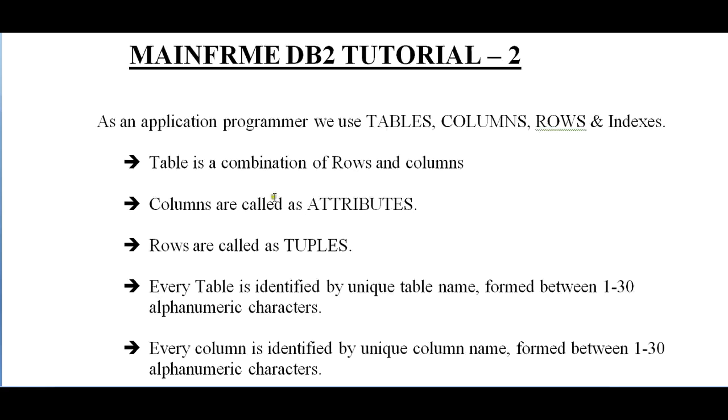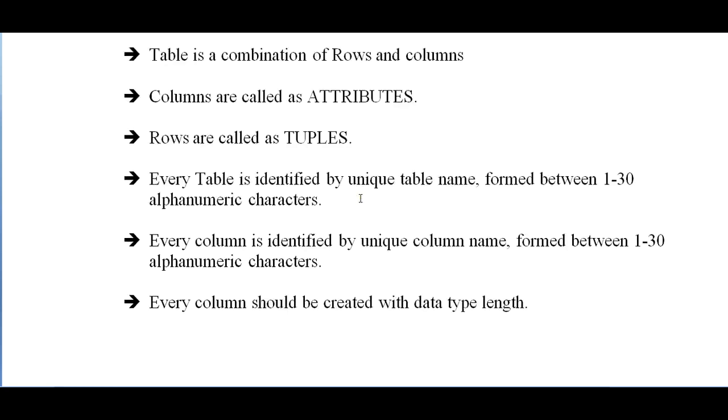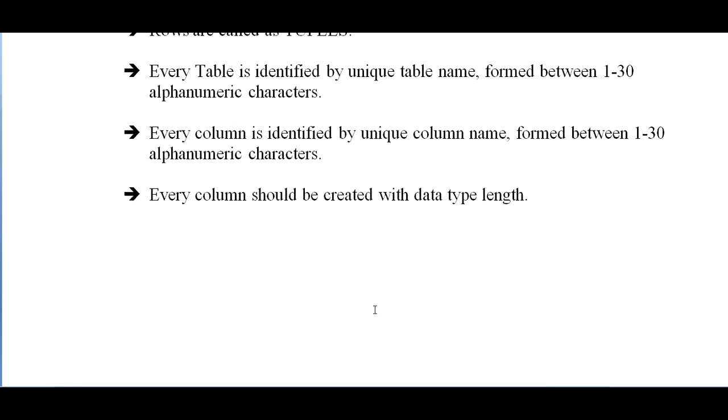So what is a table? A table is a combination of rows and columns. Columns are called attributes and rows are called tuples. Every table is identified by a unique table name formed between 1 to 30 alphanumeric characters. In the same way, every column is identified by a unique column name formed between 1 to 30 alphanumeric characters. Every column should be created with a data type and length.